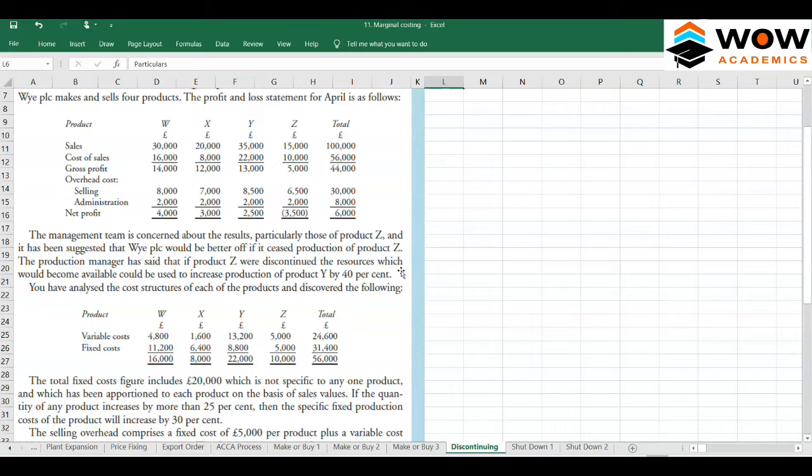Okay, so they are going to stop the product Z. Of course, it is making a loss. So that's why they are stopping it. And by stopping it, they feel that it is better to increase Y by 40%. It will increase by 40%. So again, they have given some information.